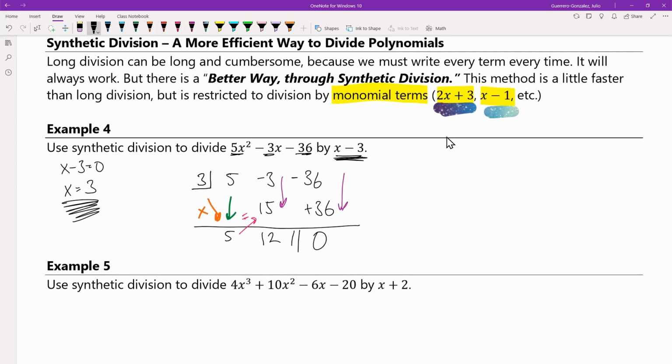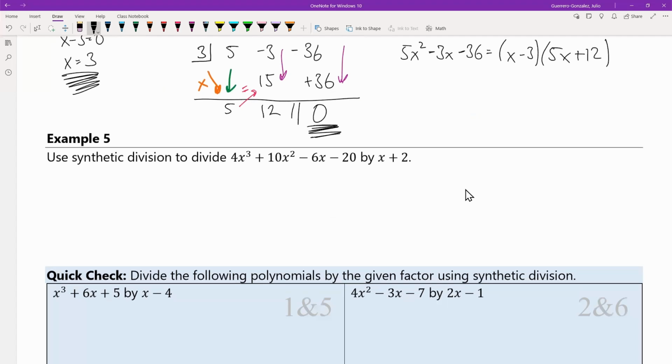What this tells you is that 5x squared minus 3x minus 36 is the same thing as x minus 3 times 5x plus 12. And this right here is the no remainder. So this divided nicely. This divided cleanly. You guys see how much faster this is? All right. Let's move down one. Let's do one more.